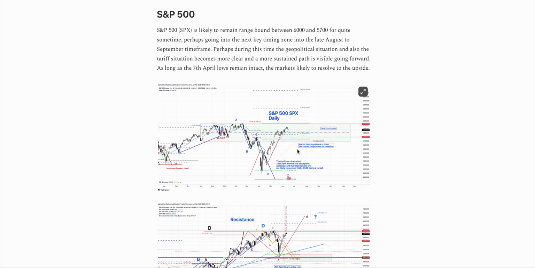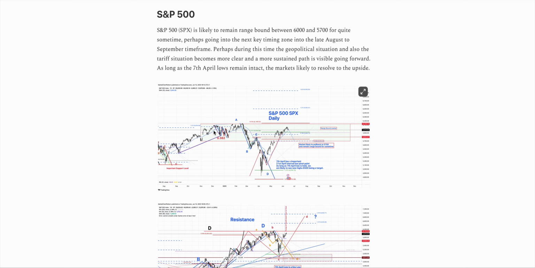Now, this is the 38.2% retracement around 5,700, which also is this symmetry. This is the pullback that we saw right into the 21st of April. So this is going to be the lower boundary of what we are watching. So it's possible that the market could just remain range bound. It was range bound for quite a while.